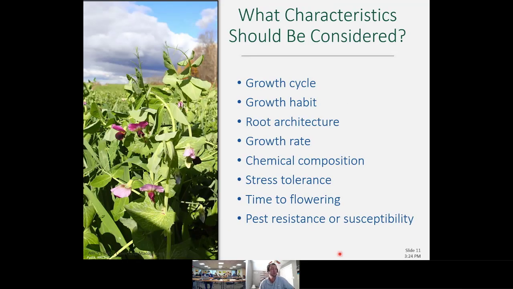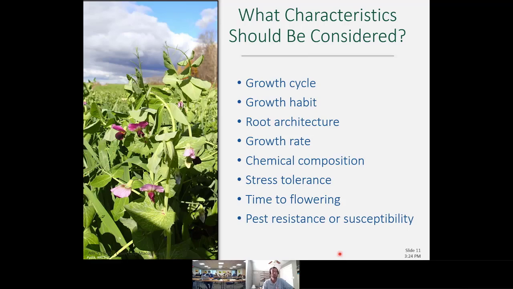So what do we need to consider when we're thinking about different cover crop species? We need to think about the growth cycle. Is it an annual? Is it a perennial? Is it a biennial? What species are we going to be utilizing? And we need to also think about not only the growth cycle, the growth habit. Is it upright? Does it lay on the ground? Is it viney? Also thinking about the roots. Are they fibrous roots? Are they tap roots?